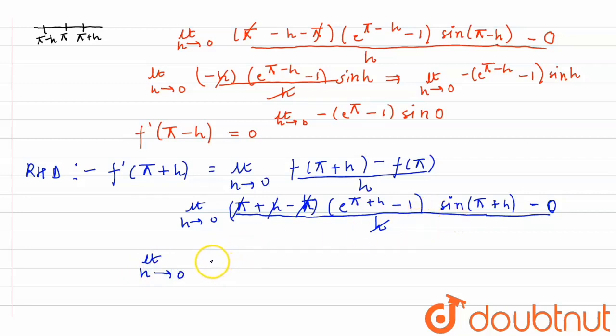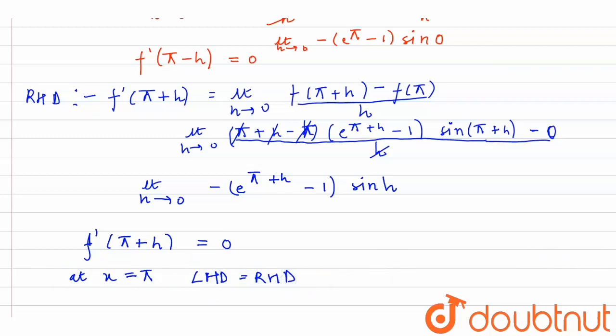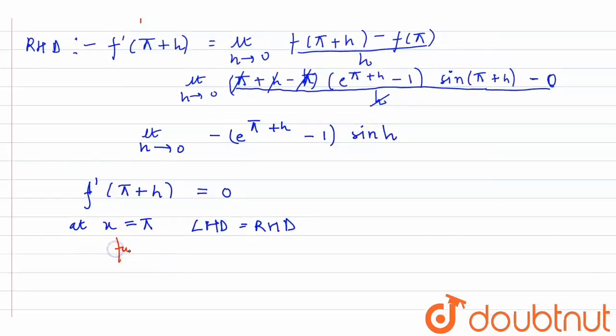Now sine of pi plus h is minus sine h because it is in the third quadrant. e to the power pi plus h minus 1 into sine h. Now again, if we put the value of h as 0, we get 0. So RHD, that is f dash pi plus h, is also equal to 0. Now here, therefore, at x is equals to pi, LHD is equals to RHD. Or we can also say that the function is differentiable at x is equals to pi.